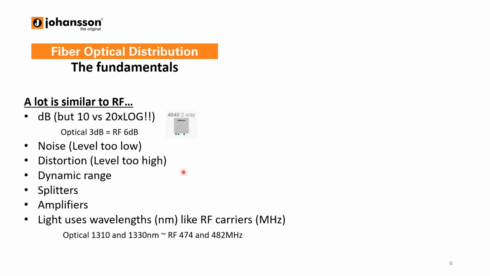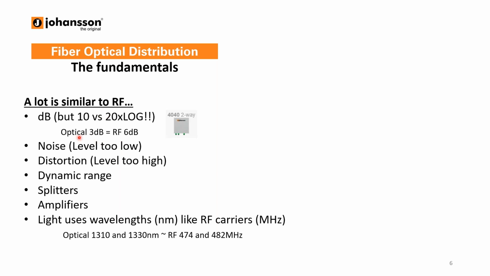For the people who are familiar with RF, radio frequency technology, there are quite some similarities with optical. First of all, we also talk about dBs, but in optical we use 10 log dBs and not 20 log. Maybe already quite technical, but what does it mean? If you have a 3 dB loss in the optical signal, this means that for RF you will have a 6 dB loss. So double the dB loss of optical.